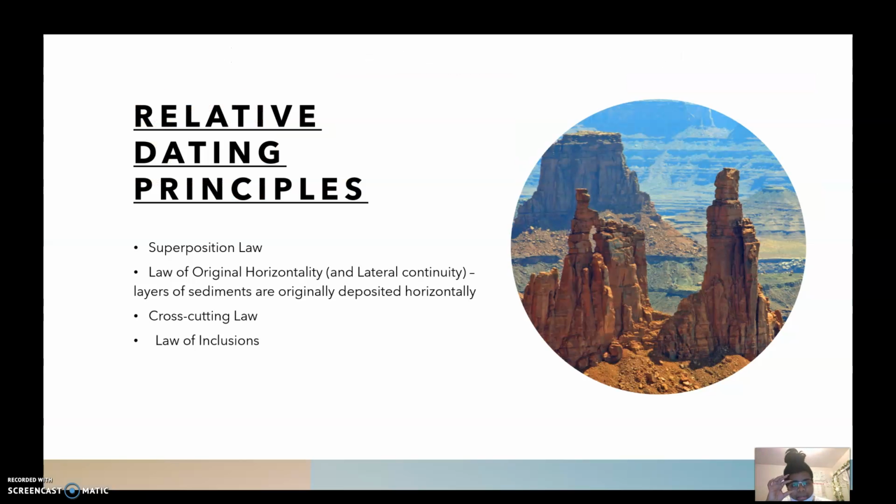So then we have to talk about relative age dating principles, which are superposition law, law of original horizontality, cross-cutting law, and law of inclusion, or intrusion, two different things, but law of inclusion for this one.